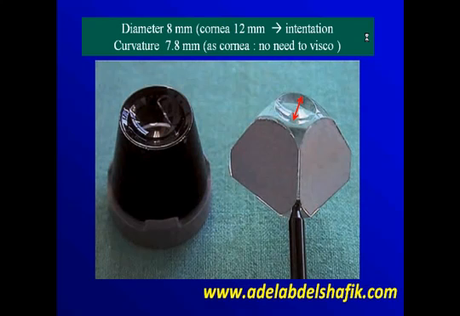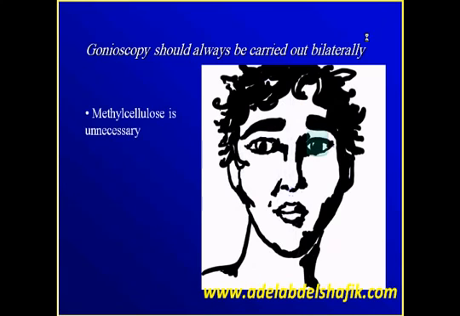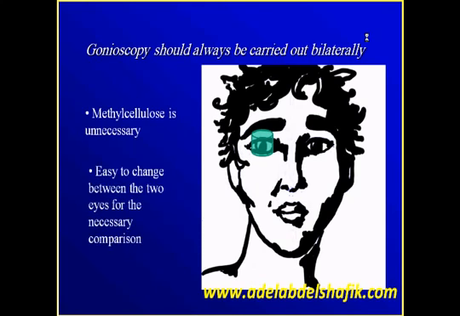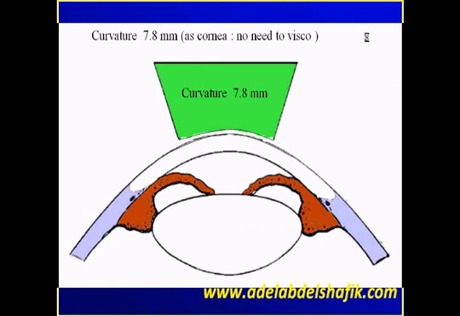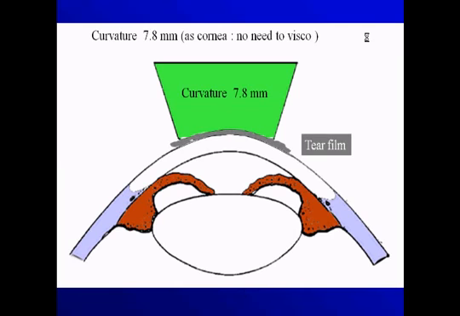Again, the curvature of this lens is 7.8 millimeters like the curvature of the cornea, so we don't need any visco to apply. The advantage is that you can do the examination from one eye to the second eye, so this is quite simple. You don't need to use any methyl cellulose which causes blurring of vision. Then you get this advantage of comparing the angle of one eye to that of the other eye. Having the same curvature of the cornea, no visco is needed. The tear film is enough to get any air out.